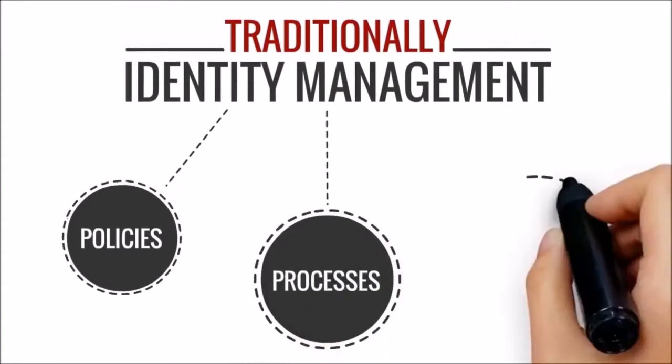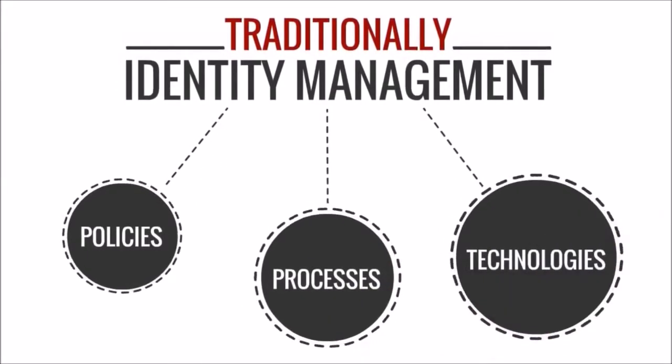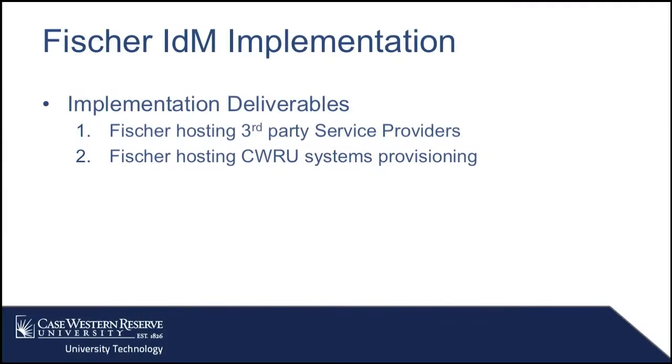And so what we're going to do is implement a new identity management system, and it'll be done primarily in two phases. There's two significant pieces of work that we need to be delivering. The first is the third-party service providers that provide services to the university community. And then the other has to do with the provisioning of the university systems themselves.